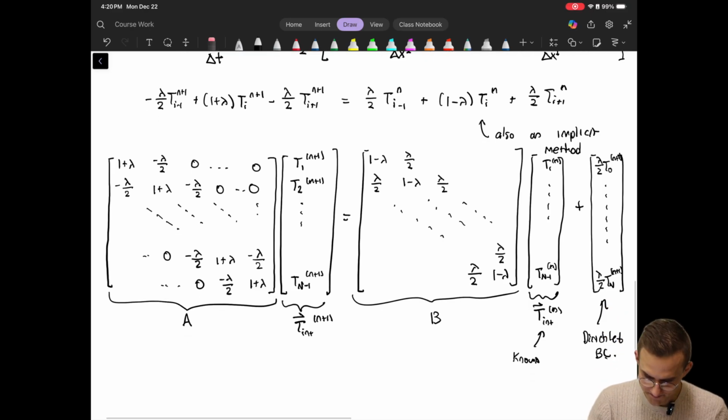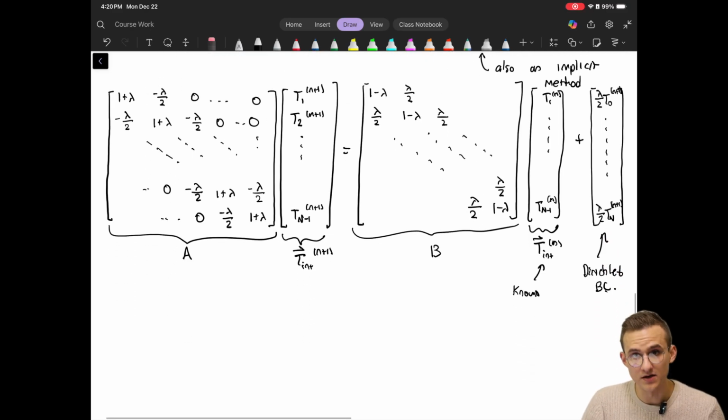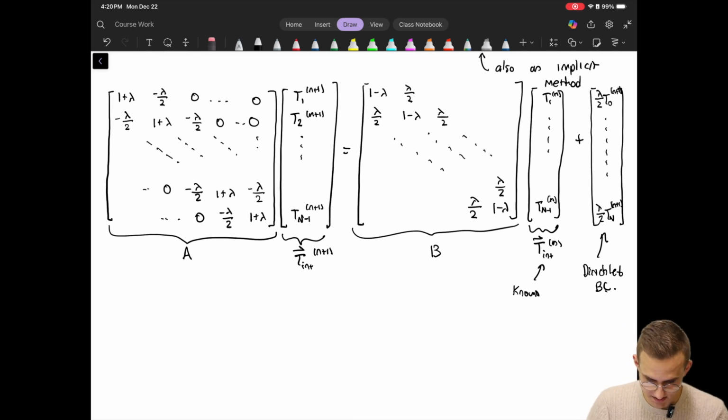Okay, and then as a practical matter, if you want to actually solve this system, you're just going to use just a single line call.